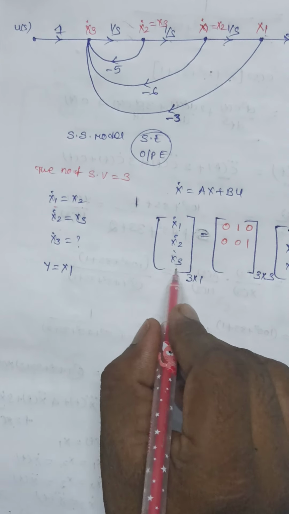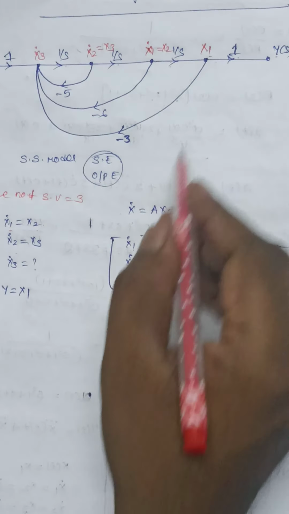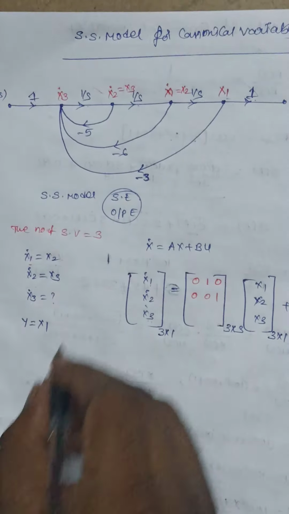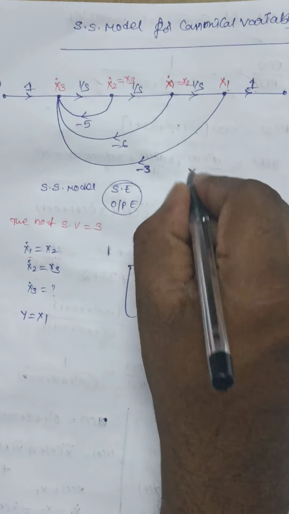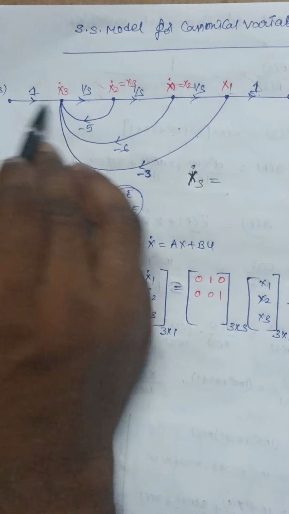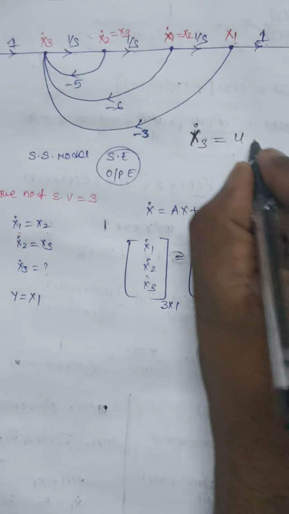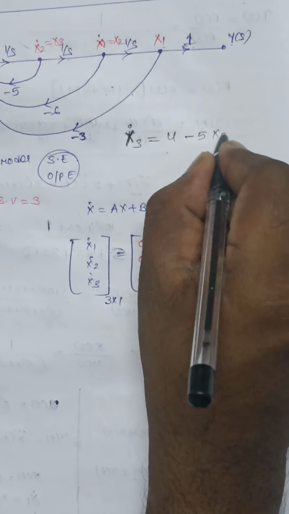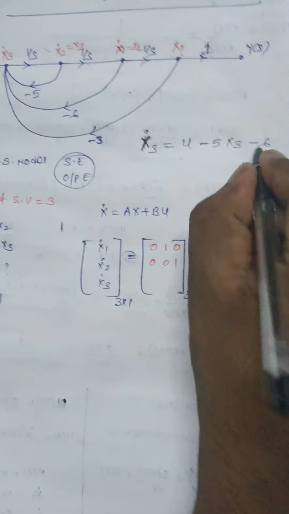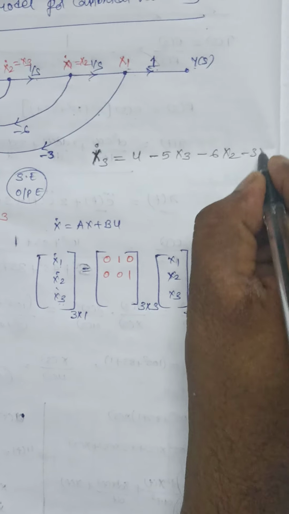x3 dot, I don't know the value of x3 dot here, so x3 dot can be found out from this signal flow graph. How to find the x3 dot here? From this equation, x3 dot is equal to, the input coming for this is u, so that is u into 1, that is u, and this is minus 5 into x3. Next minus 6 into x2. Next minus 3 into x1.